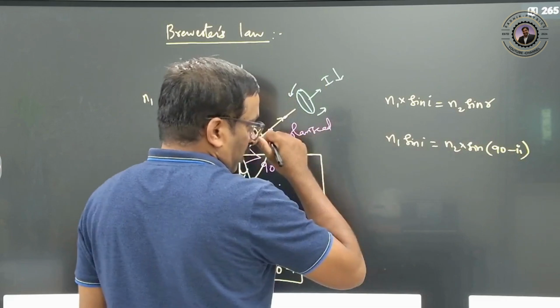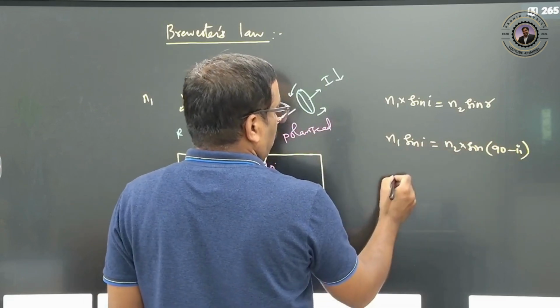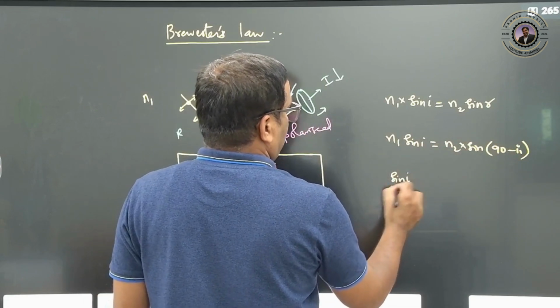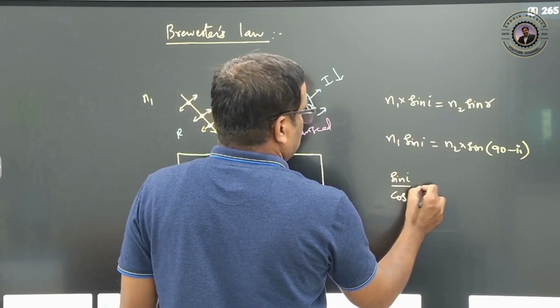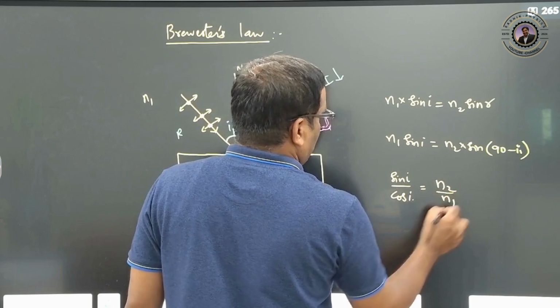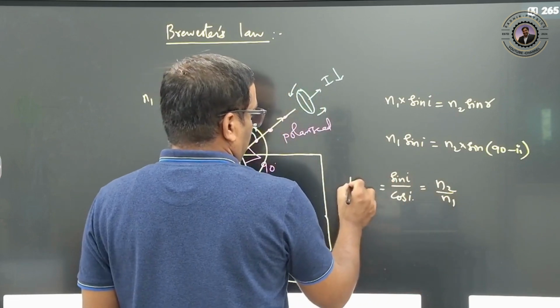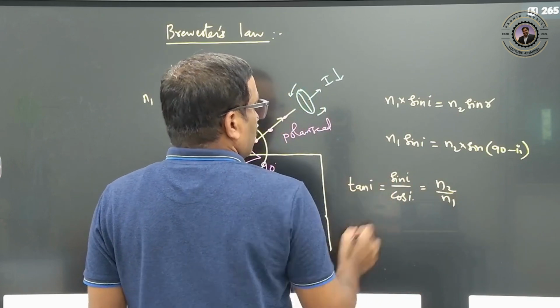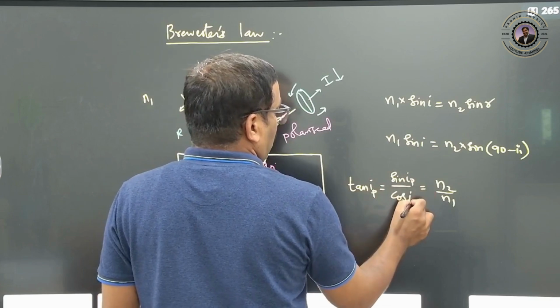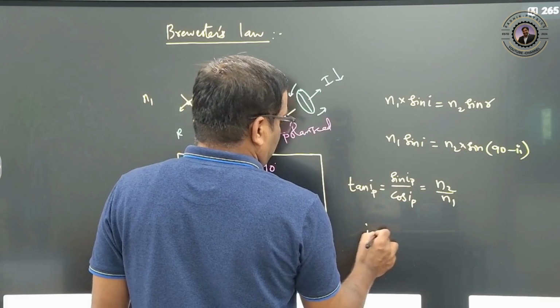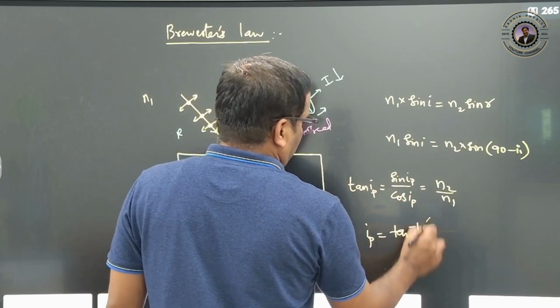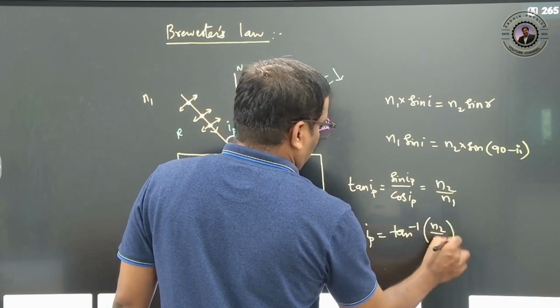So this is nothing but cos I. So sin I by cos I is equal to n2 by n1, which is nothing but tan I. So this I is the angle of polarization, or IP equals tan inverse of n2 by n1. Clear?